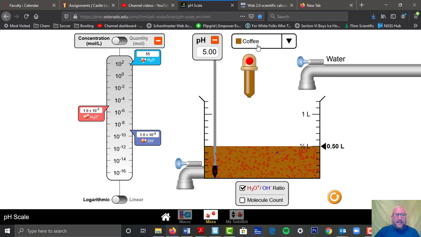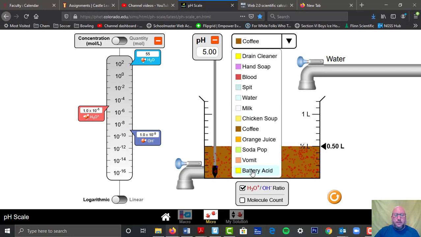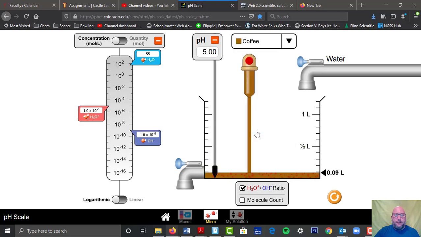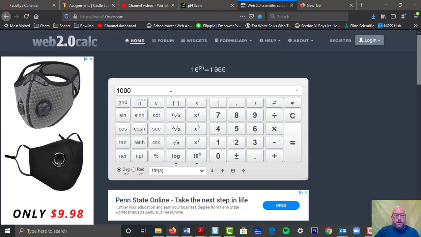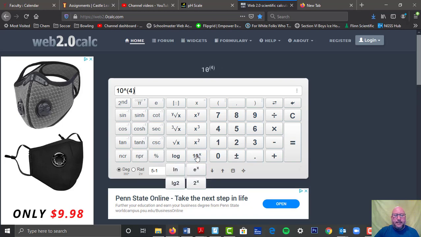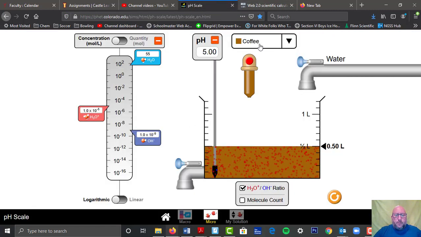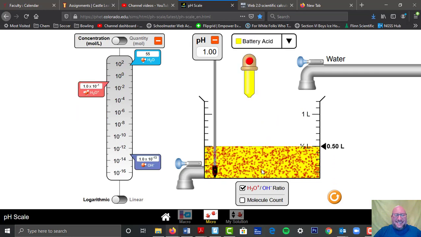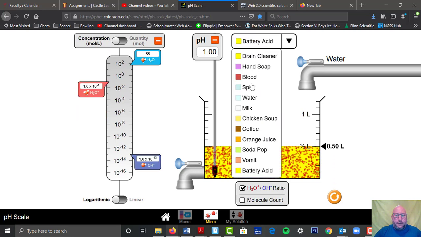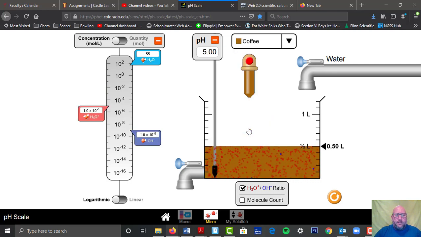So how much more acidic is the pH of 1 than the pH of 5? Well, if we go into our calculator and we subtract 5 minus 1, that equals 4. So if we take 10 and raise it to the fourth power, 10 times 10 times 10 times 10, we get 10,000. So the one with a pH of 1 is 10,000 times more acidic than the one with a pH of 5.